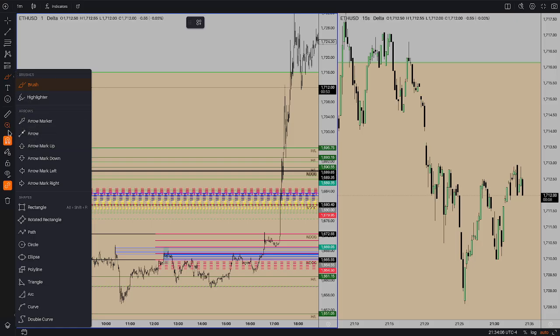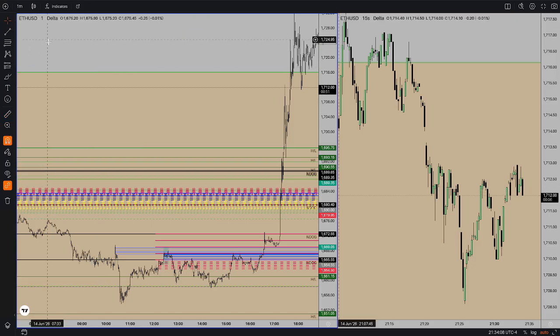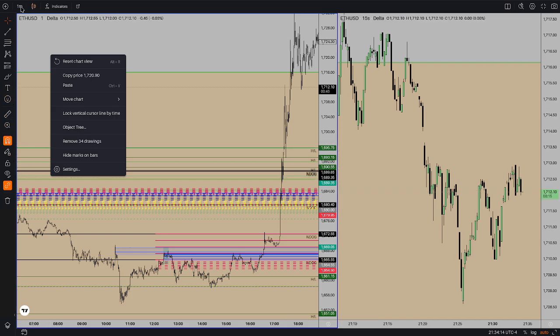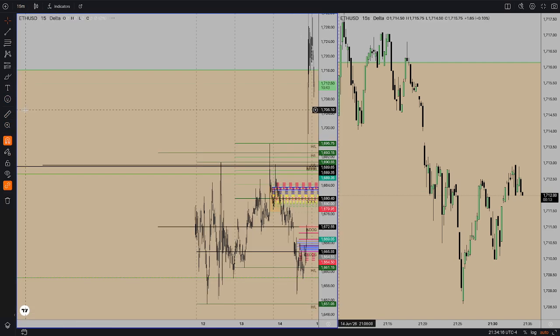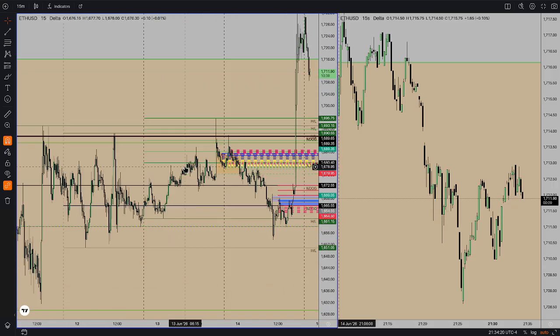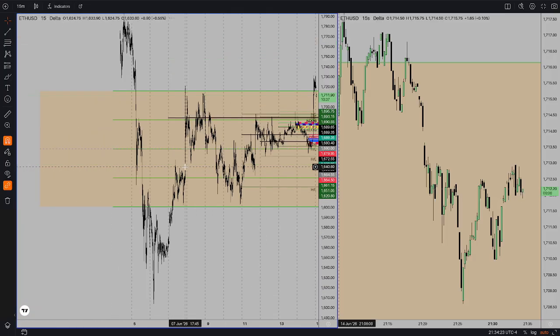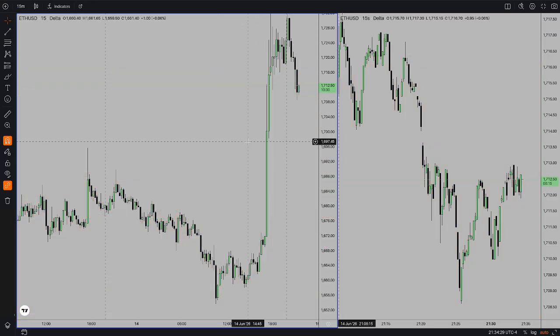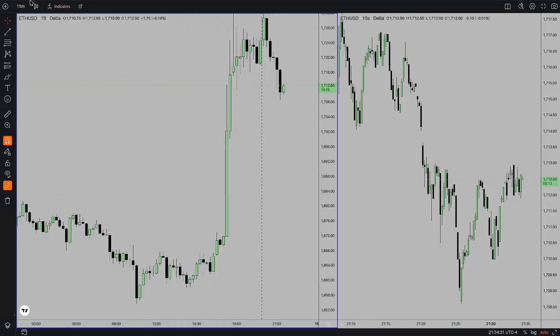I just have 30 minutes with me. Let's see what I can do right now. First of all, I'm moving all the drawings because it's looking very untidy, isn't it? If I switch back to the 15-minute time frame, you can see that's a very good reaction from that quadrant level. Let's remove everything. Now it's looking cool, right?